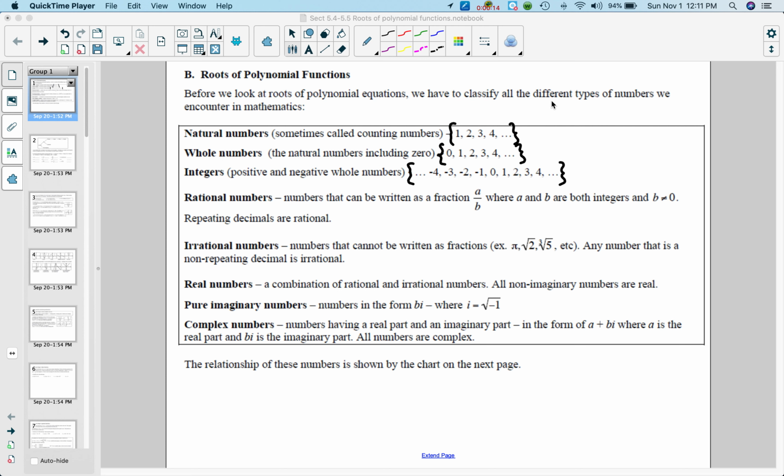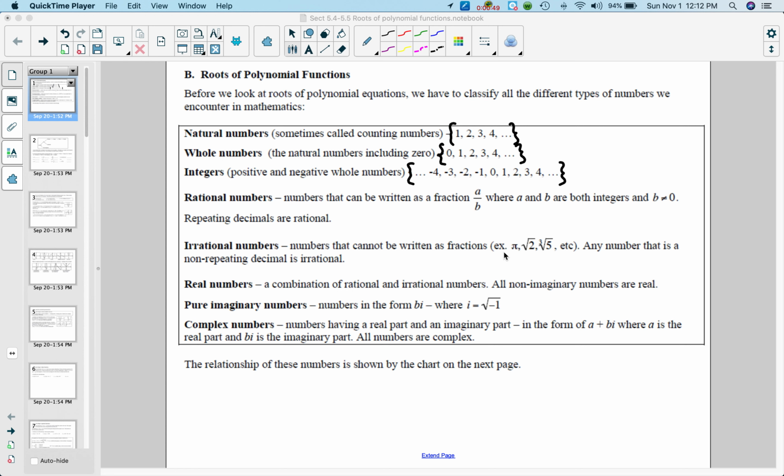Just a quick review of different types of numbers that we have in our number system. Natural numbers, also counting numbers, are 1, 2, 3, 4, etc. Whole numbers, of course, are just our natural numbers plus the number 0. Integers are whole numbers plus their opposites. Rational numbers are anything that can be written in fraction form, a over b, where a and b are both integers and b is not 0, which is why repeating decimals are rational. For example, 1/3 is 0.3 repeating.